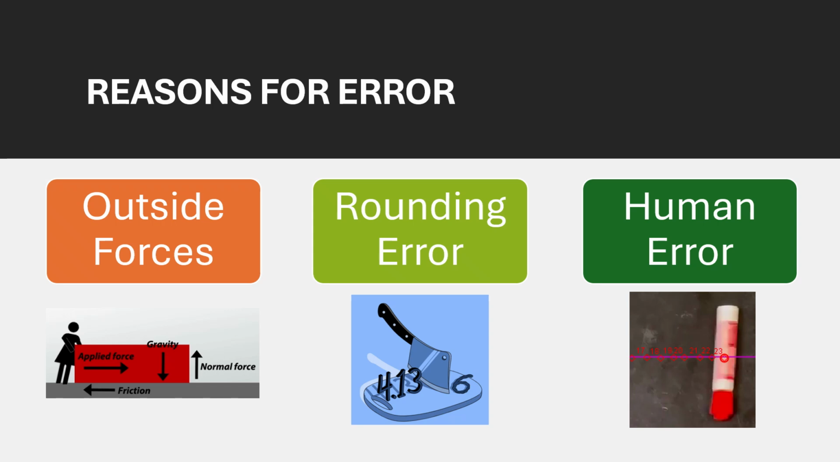Some potential causes for these differences are outside forces, rounding error, and then human error. In the real world, there is more than just the applied force. There's also friction and air resistance to worry about, which could cause lesser numbers than what the computational model was providing. As always, there might be rounding error in between the two models.